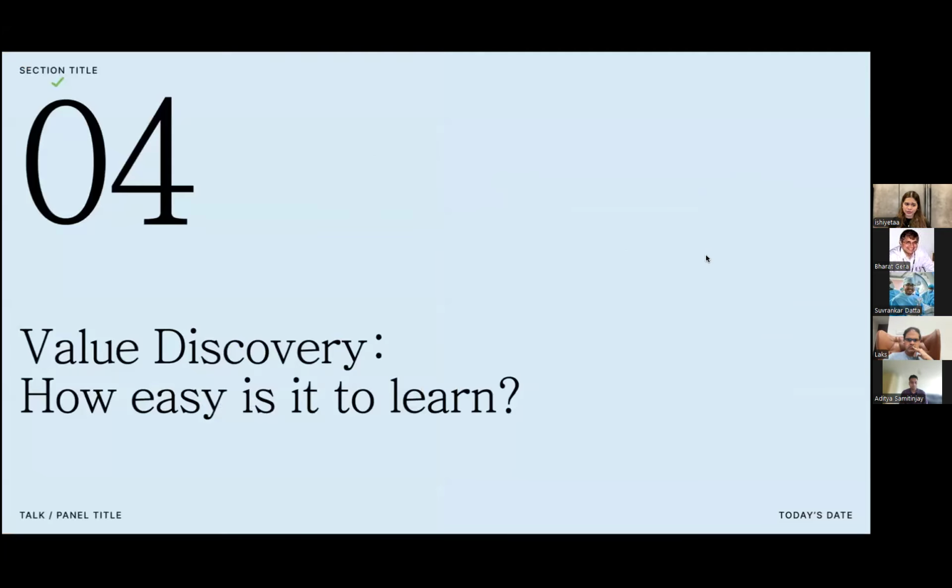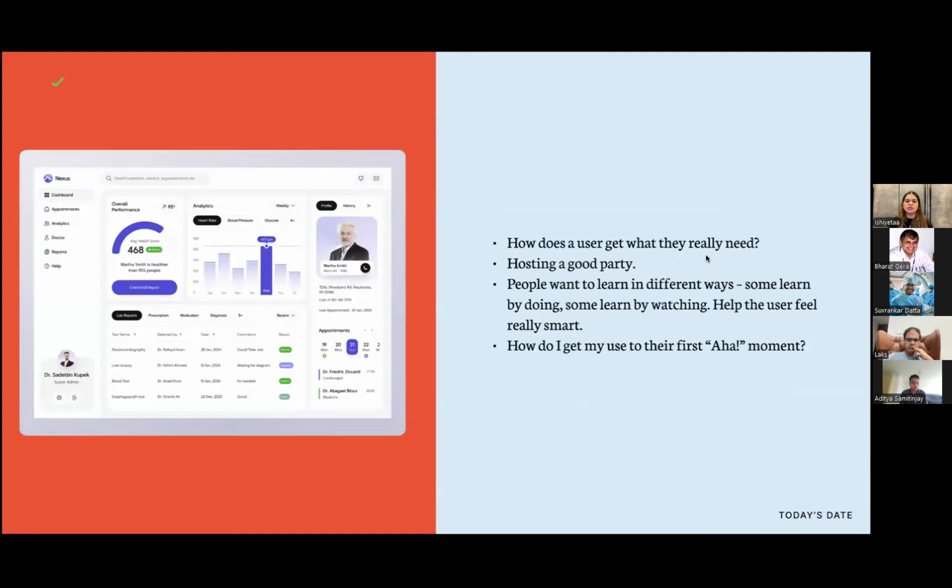Then fourth is value discovery. How easy is it to learn how to use the platform? This is all coming down to navigation. We say that this is like hosting a really good party. When you enter the party, you look at the entire venue and you know where the bar is, you know where the restroom is, you know where the social area is. In the same way, when a user enters your platform, they should know what is where at their first glance, which is where navigation plays a really important role.